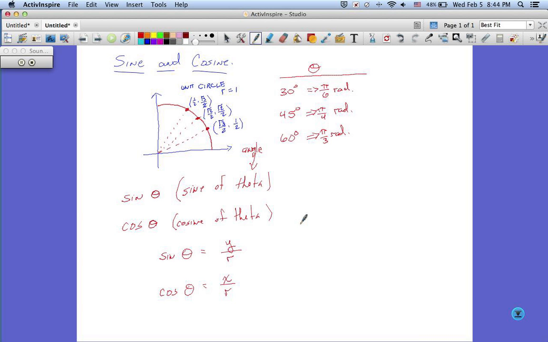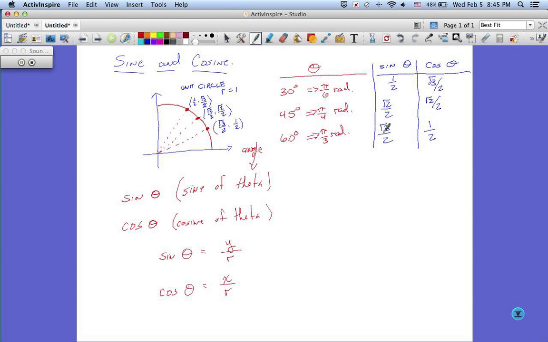So, if I would ask you for the sine of theta, and theta is 30 degrees, that says sine of theta, sine of 30 is y over r. Well, y is 1/2, r is 1, so I get 1/2. The sine of 45 degrees, well, that's root 2 over 2. And the sine of 60 degrees, that's root 3 over 2. What about the cosine? Well, that's the x-coordinate, root 3 over 2, divided by 1. The x-coordinate, root 2 over 2, divided by 1. And the x-coordinate, 1/2, divided by 1. Okay, there is your sine and your cosine.